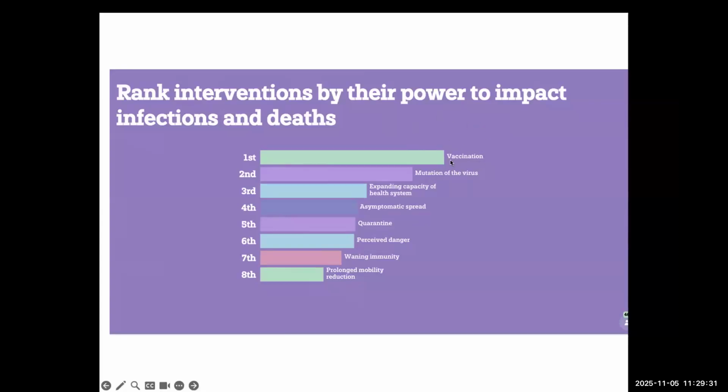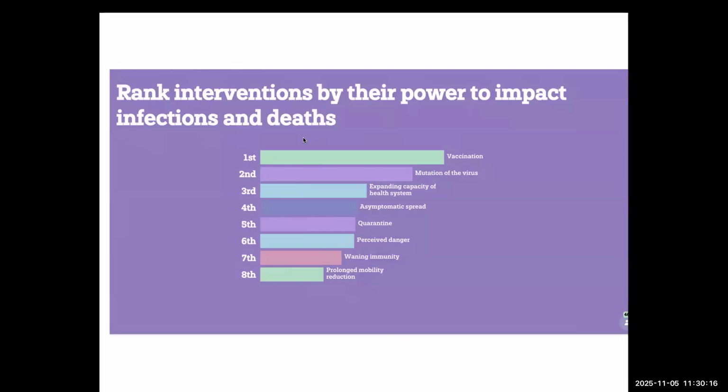So how do you modify the diagram when a vaccine emerges? How do you modify it when you have asymptomatic spread? How do you modify it when there is a national quarantine requirement? If there's a prolonged mobility reduction, which is basically a lockdown, if you have waning immunity, the feedback loop backwards from resolved to susceptible, mutation of the virus. So this happened by year 2 of the pandemic, and this was not part of the model originally, but now you're asking the question: how will this impact infections and deaths?